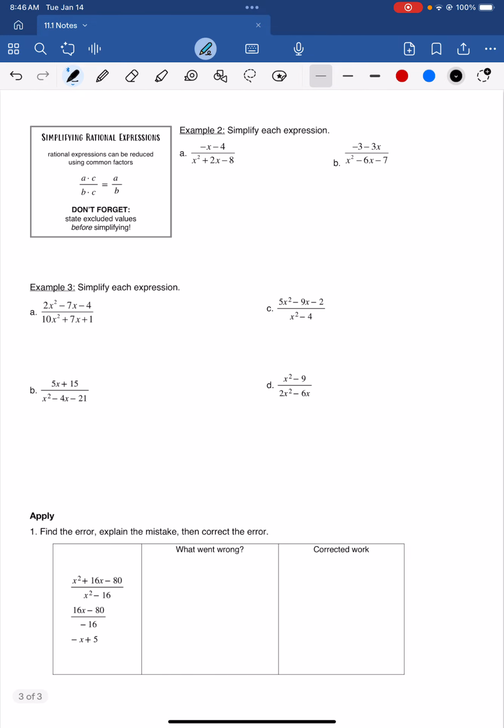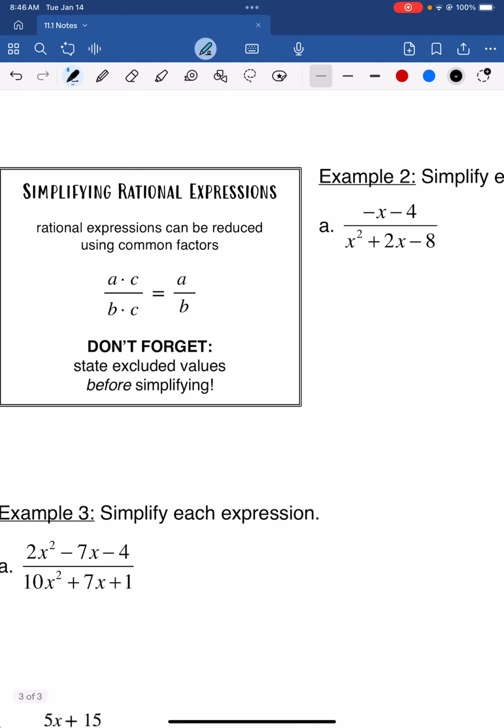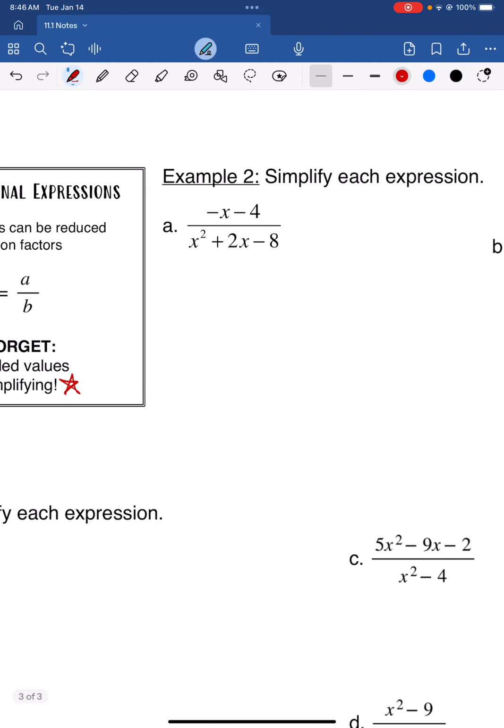Okay. Back here, we have simplify each expression. All right. So what this is saying over here is that we have a C on top and we have a C on the bottom. If you have one of each on the top and the bottom, those can reduce out, and then you can get left with A over B. Now, before we reduce anything, this is the major thing right here. It says state the excluded values before simplifying. So before canceling anything out, we're going to have to find our excluded values.